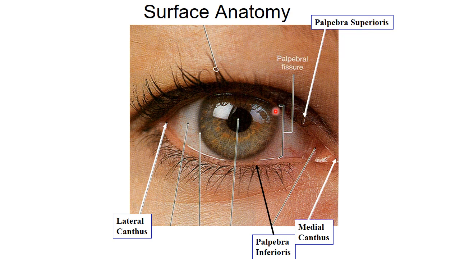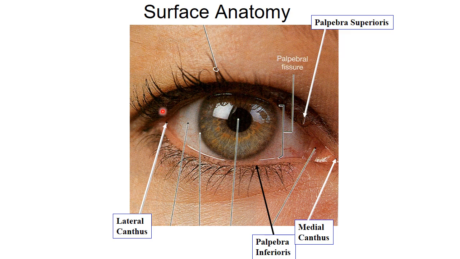And then the little slit here between the two eyelids that can open or close as needed is called the palpebral fissure. And so we look out through our palpebral fissures. Essentially, the palpebral fissure is the hole in your face that your eye looks out of.